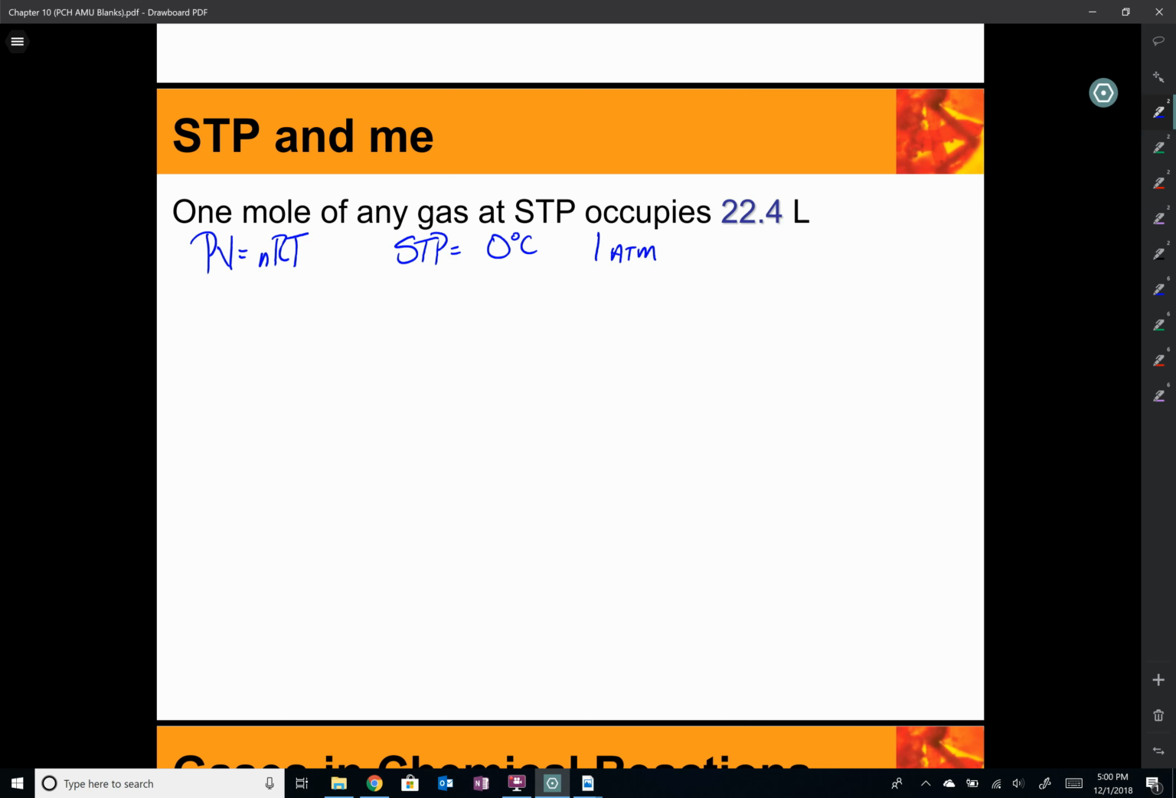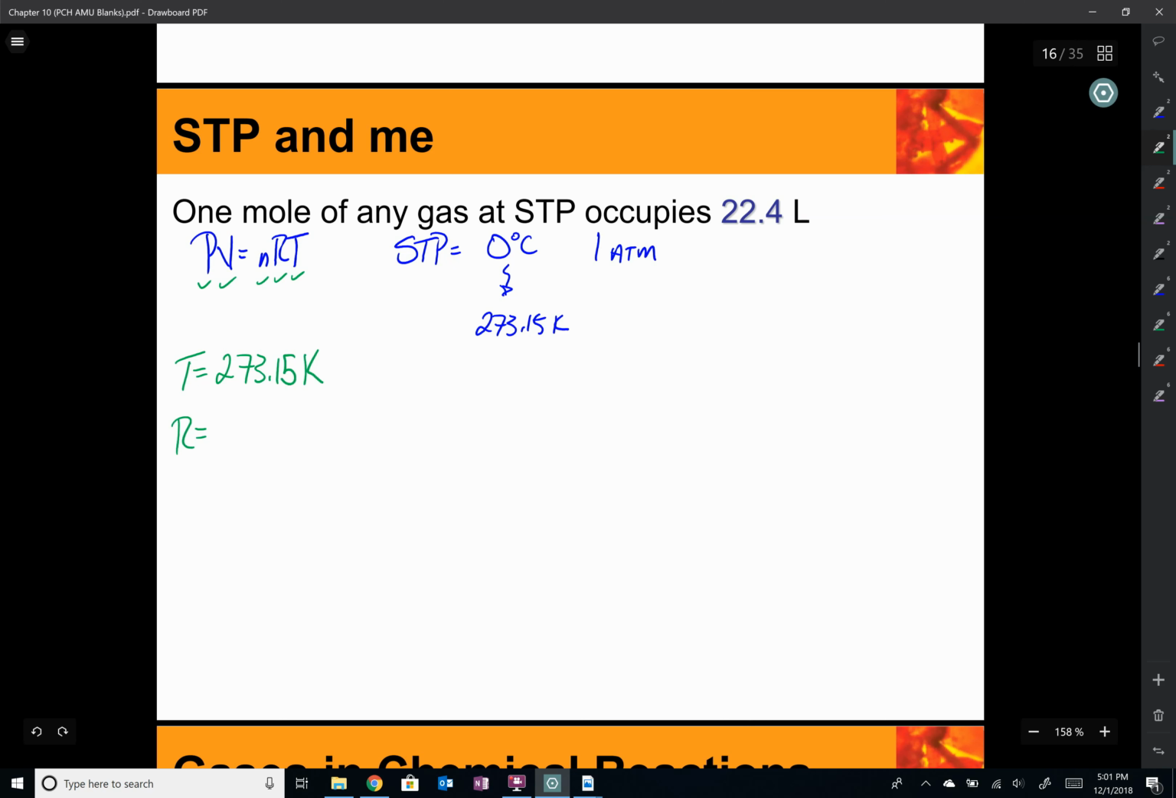So what we need to do is convert Celsius into Kelvin, so 273.15 Kelvin, and atmospheres is just fine. Let's collect our data. We need to know P, V, n, R, and T. We have an equation that has 5 components, and we need to know 4 of them to be able to solve it. We are given information about temperature: T equals 273.15 Kelvin.